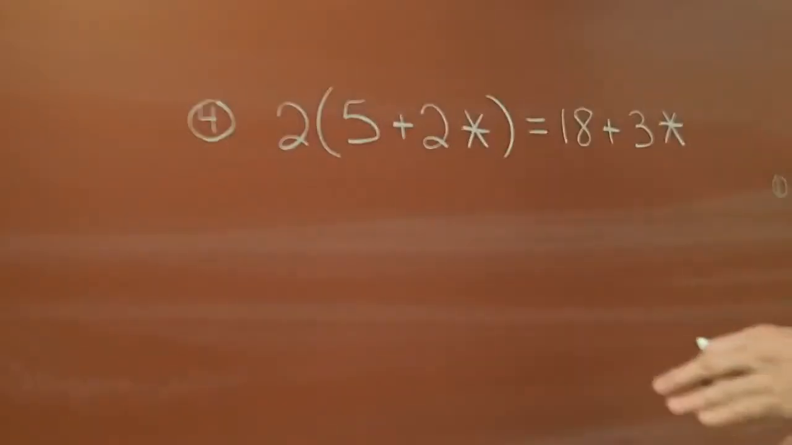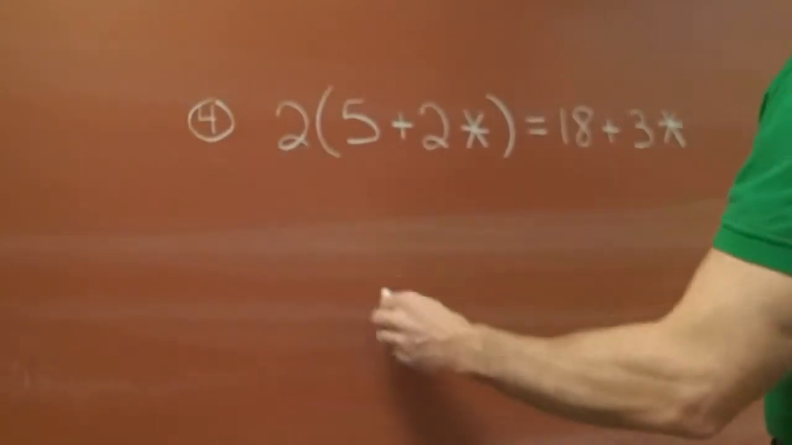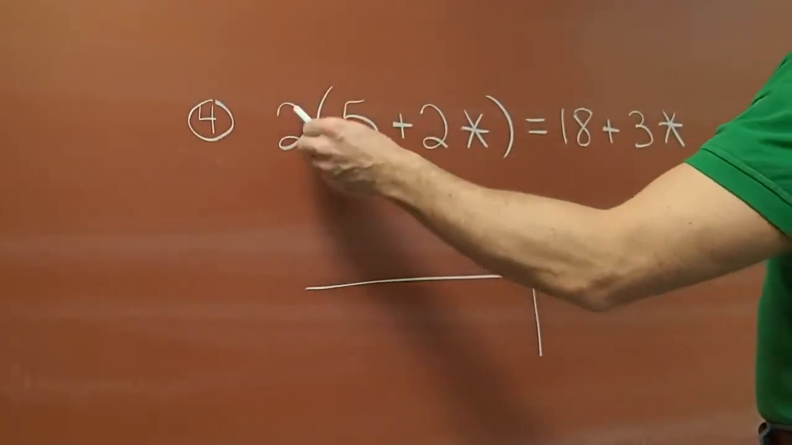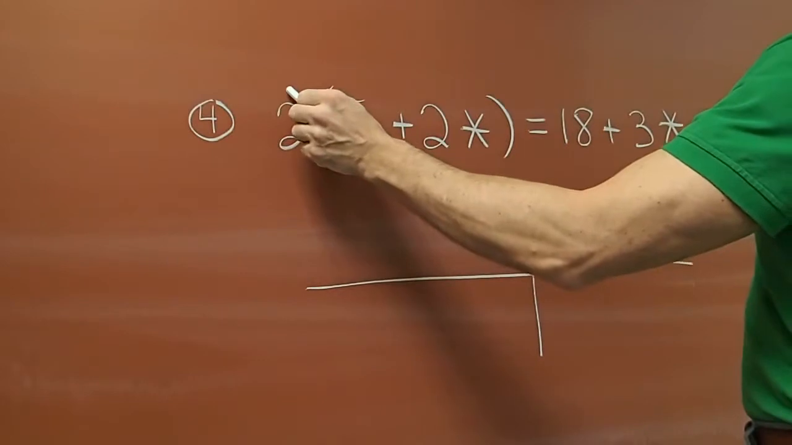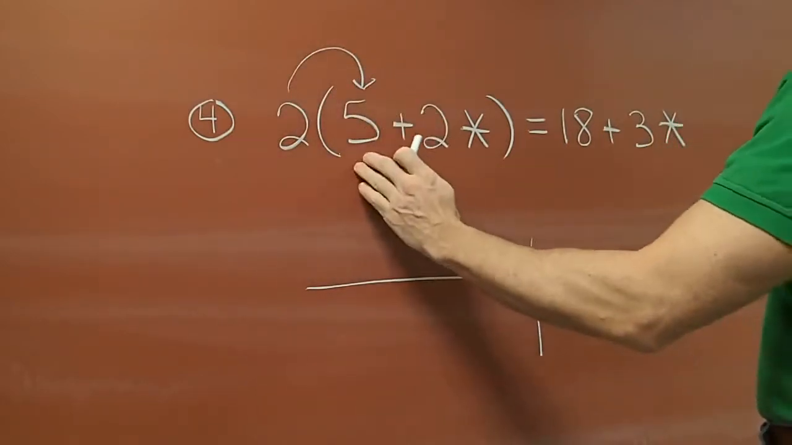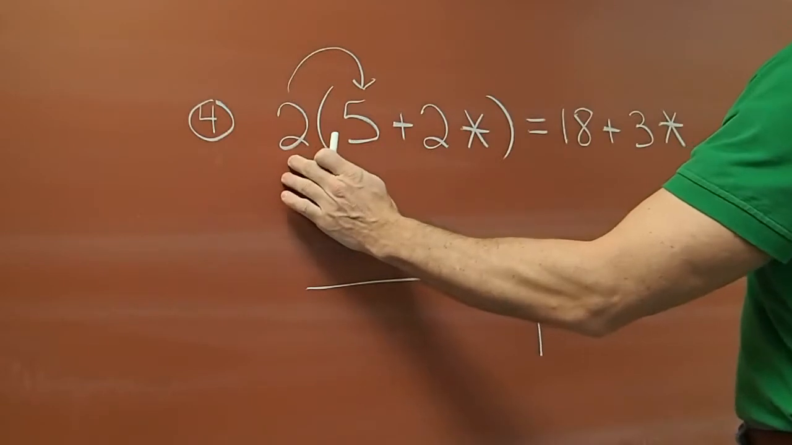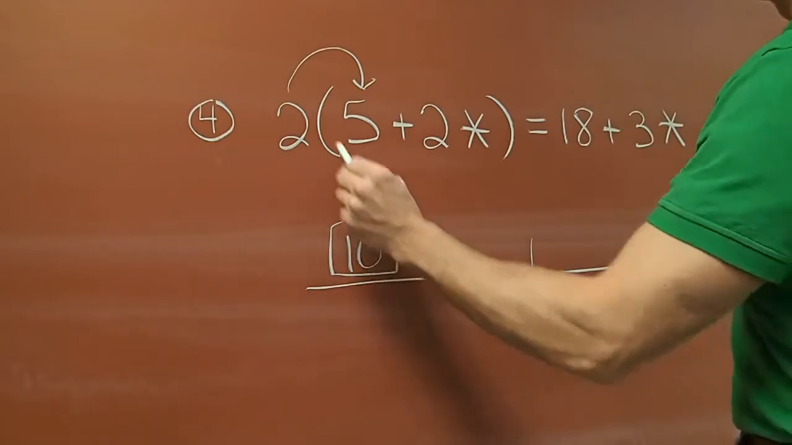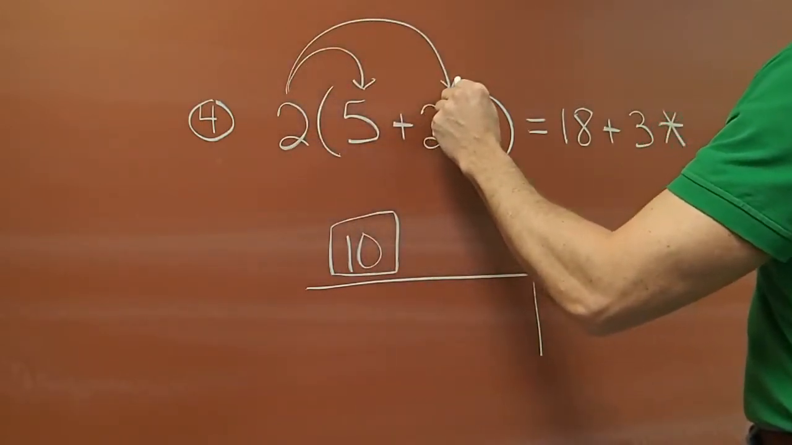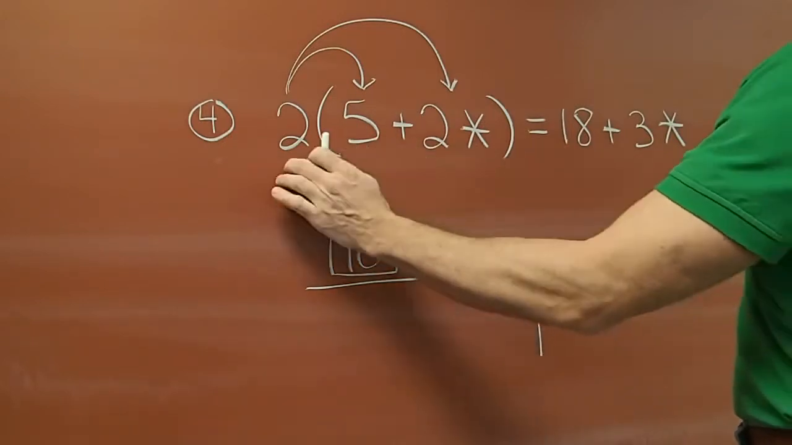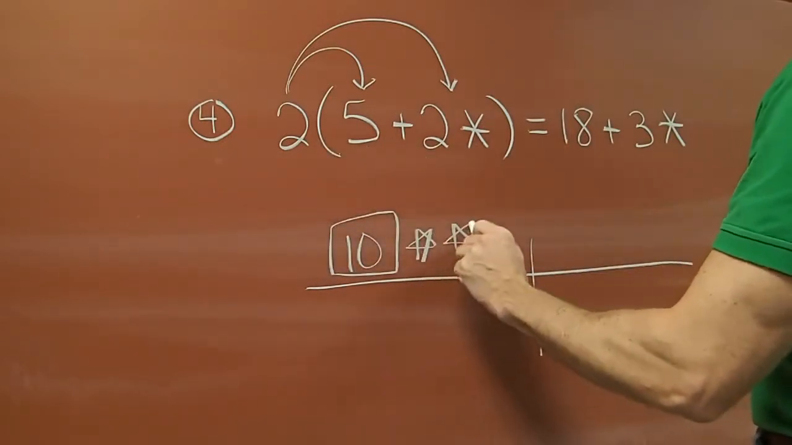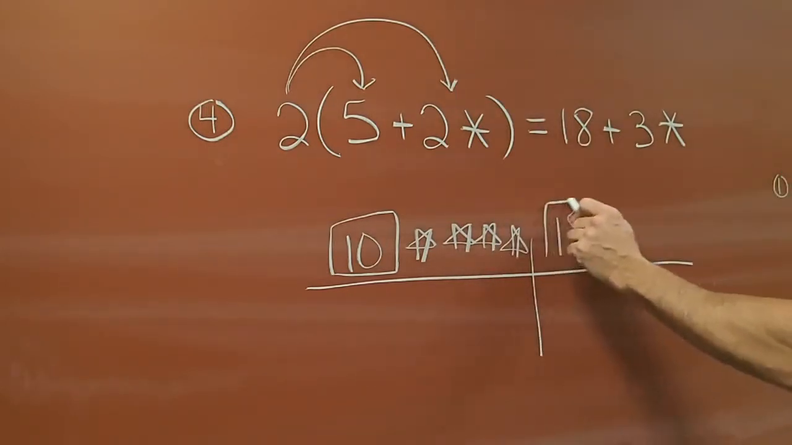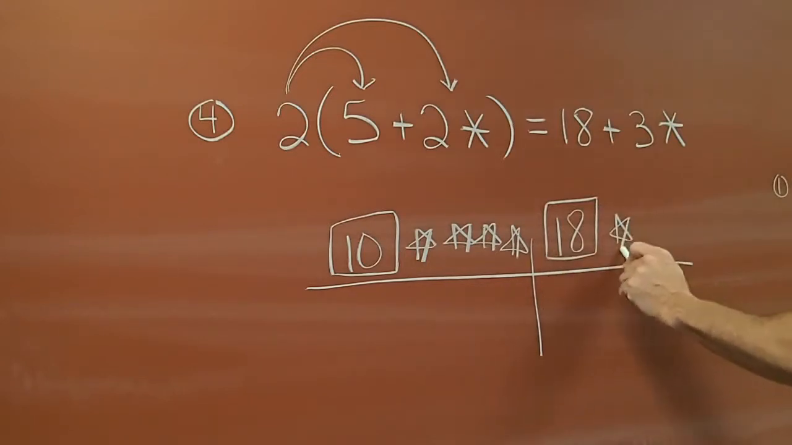Now to do a slightly more difficult problem from lesson 8. This is number 4 from the new work. So I'm going to draw my balance, and we're practicing the distributive property again. And I always ask my students to draw a little arrow to show them that they're doing everything inside the parentheses twice. So if we're doing our 5 twice, that makes 10. And I'm going to draw an arrow over here to the 2 stars. And if I'm doing 2 stars twice, that's going to make 4 stars. Equals 18. And I can just make an 18 cube and 3 stars.